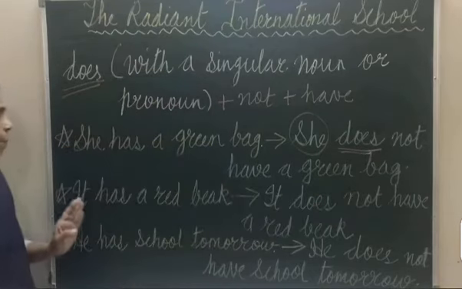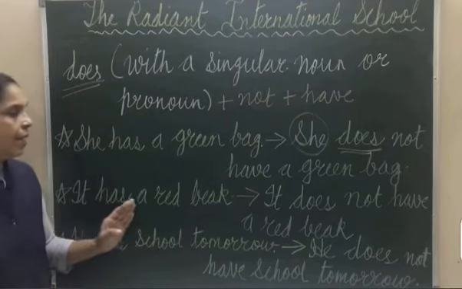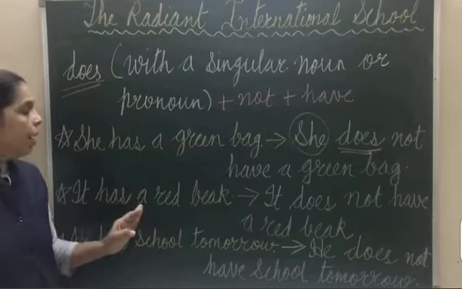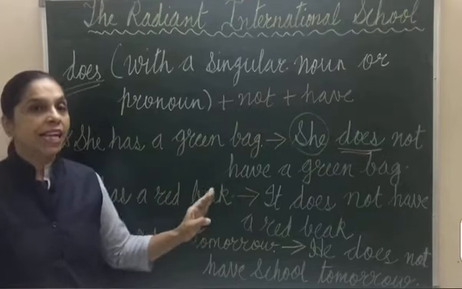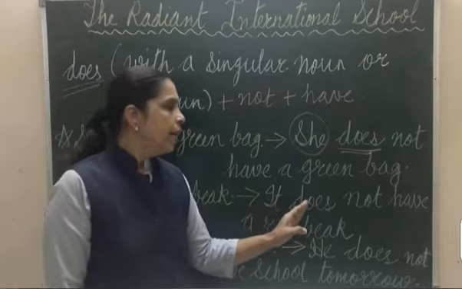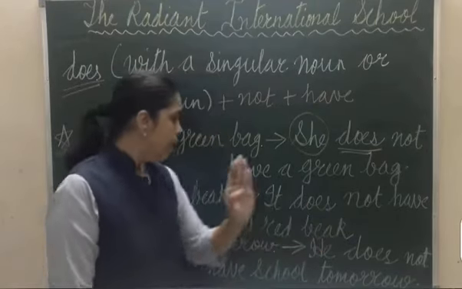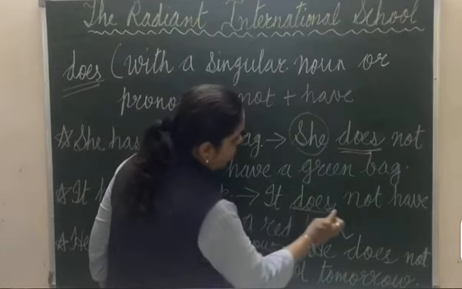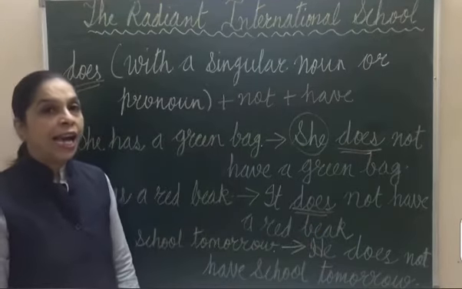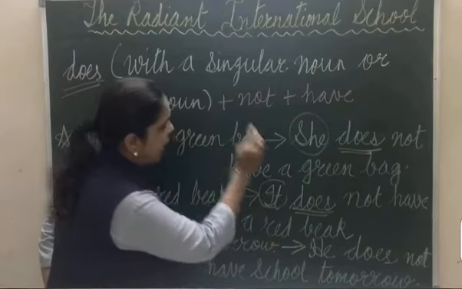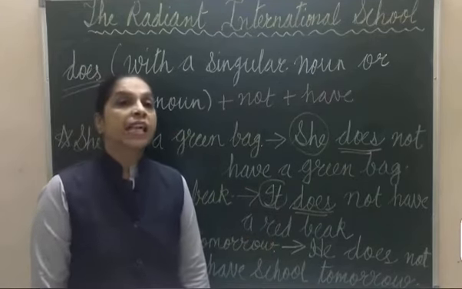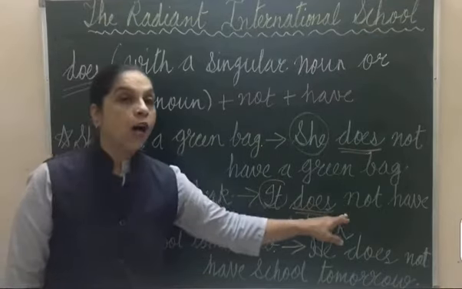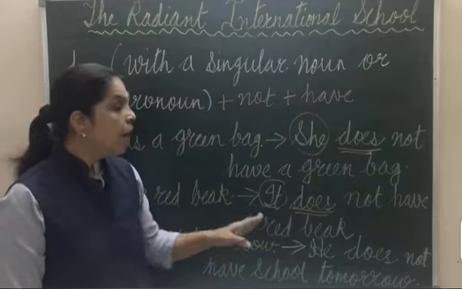Now next example, it has a red beak. Our sentence will be, it does not have a red beak. Now here we have written does. Why? Because here again it is a singular pronoun. It does not have a red beak.